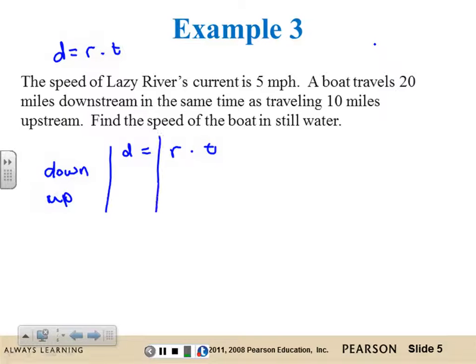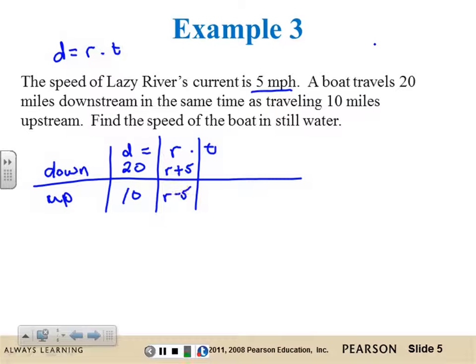So let's talk about the things that we know and how to set this up. So I know that the distance going downstream is 20 miles. The distance going upstream is 10 miles. Now the rate is going to be basically what we're looking for, which is going to be for downstream, we have the current of the river helping us. So our rate is going to be whatever the rate is plus 5. And then going upstream, the current of the river is going against us. So that's going to be r minus 5.